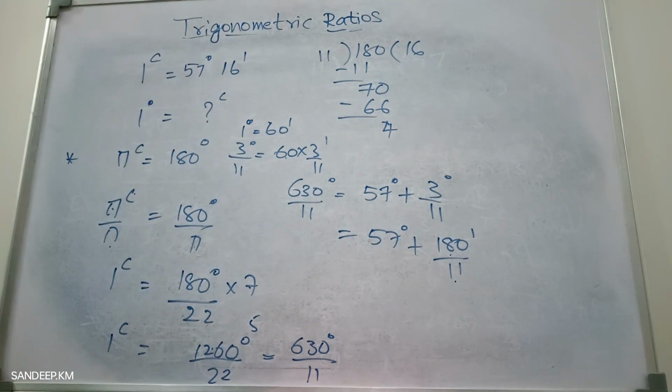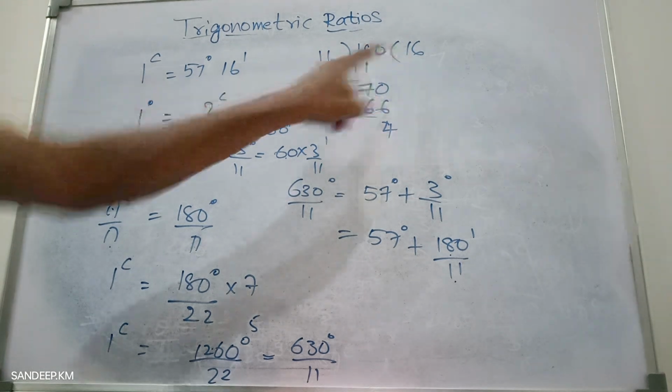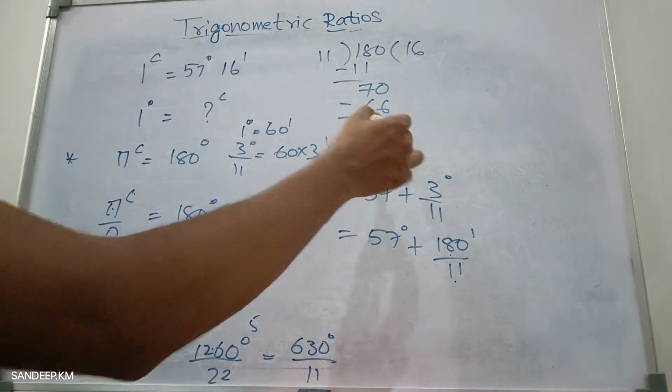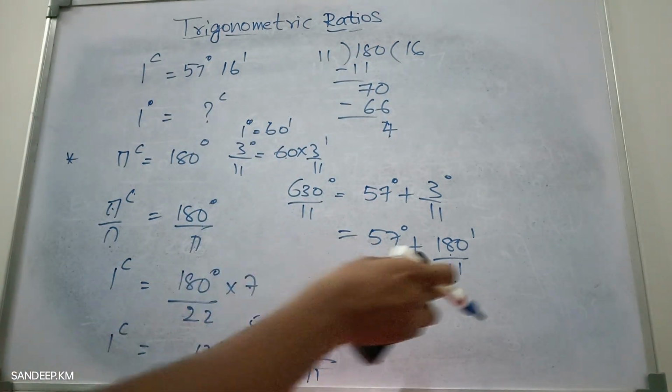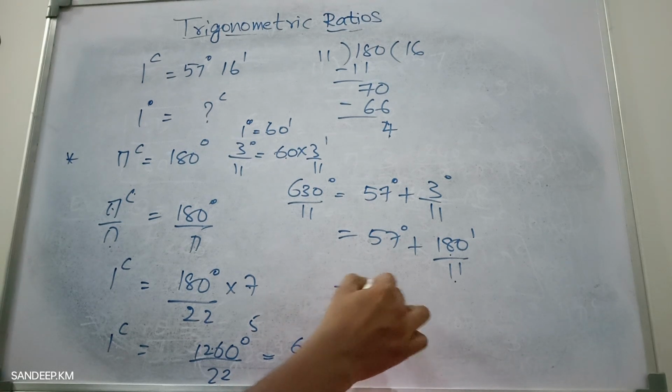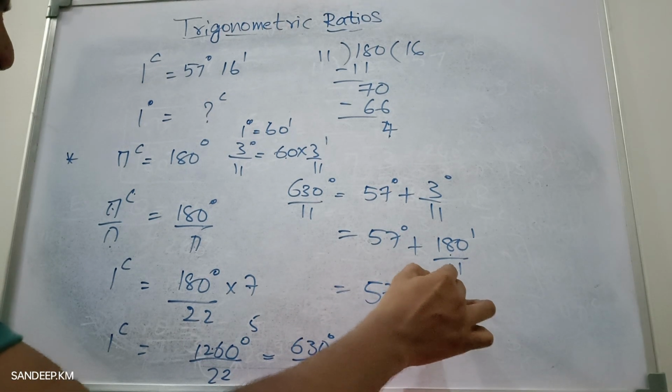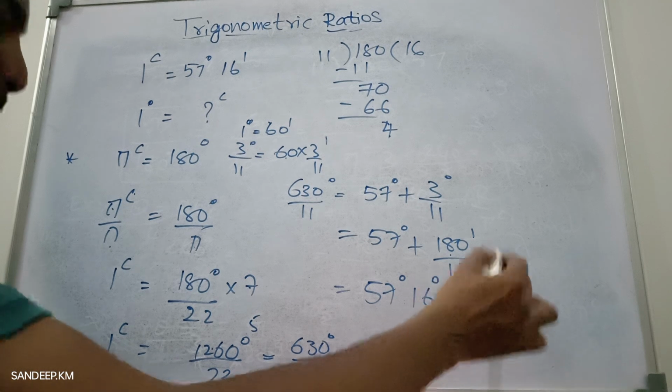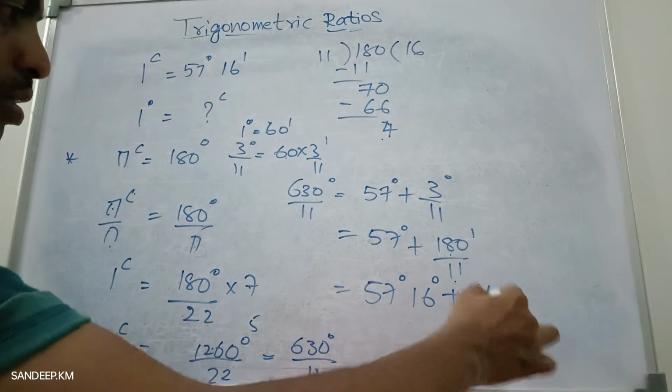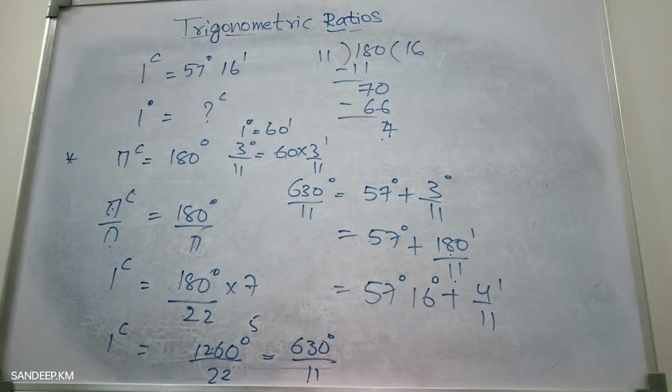Sorry, 16 minutes. It is not seconds, it is minutes. I got 16 minutes, and I got a remainder 4. So therefore I can write it as 57 degrees, 16 minutes plus extra 4 by 11 minutes.